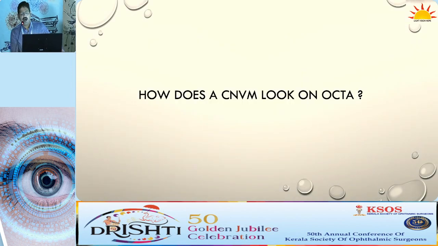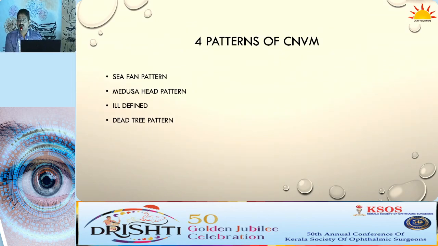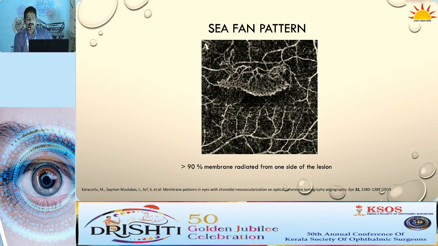Now, how does the CNVM look on OCTA? There are four patterns of CNVM. One, C-fan pattern. Second, Medusa head appearance. Third is the ill-defined pattern, and the fourth is the dead tree pattern. The C-fan pattern is when 90% of the membrane appears from one side of the lesion. You can see the multiple capillaries and all this anastomosis on one side of the major vessel.